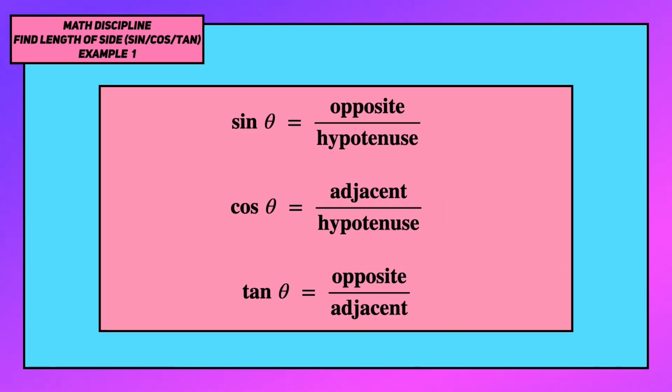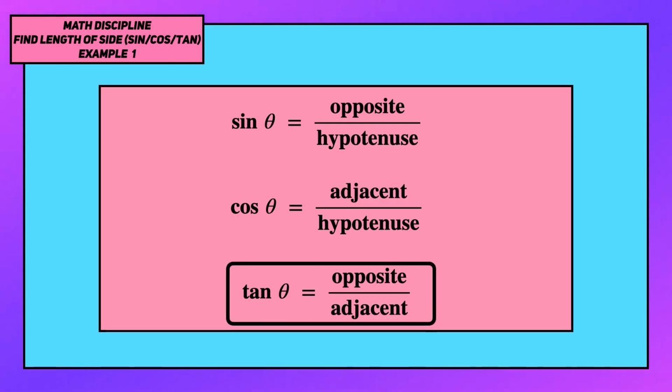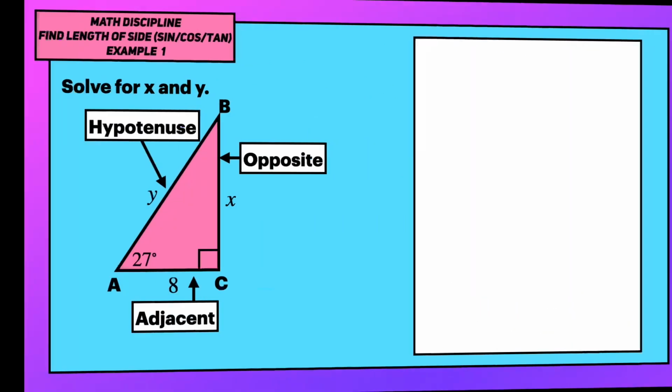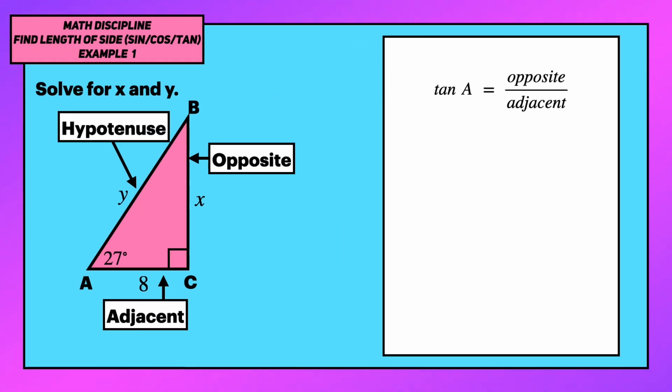Looking at our trigonometric ratios, we can see that tangent is the ratio that compares the opposite side to the adjacent side. Since the tangent of angle A equals the opposite side divided by the adjacent side, let's substitute the measure of angle A, 27 degrees, for the letter A, and let's substitute the variable x for the length of the opposite side and the number 8 for the length of the adjacent side. This gives us the equation tangent of 27 degrees equals x over 8.